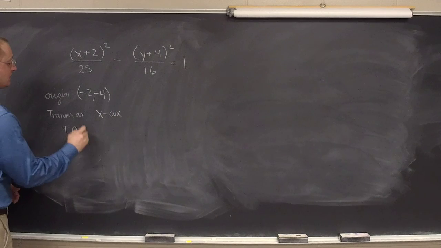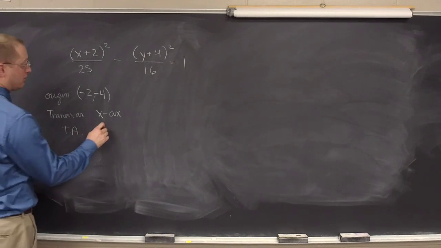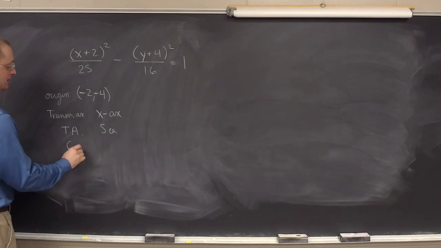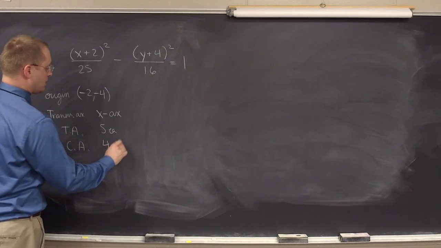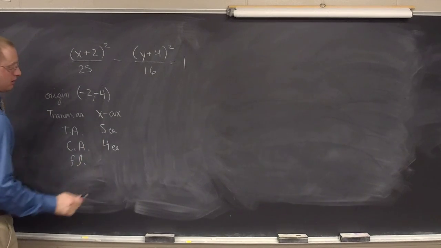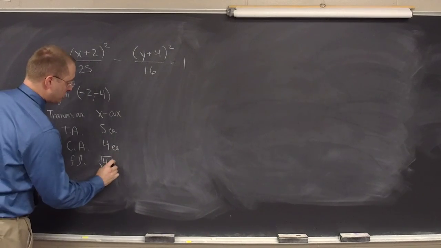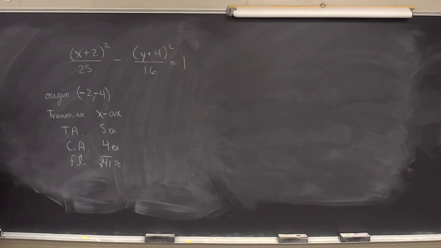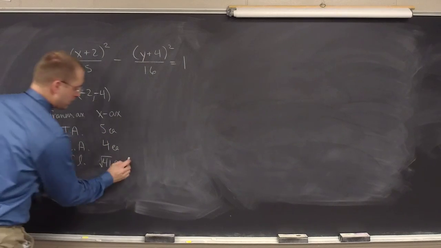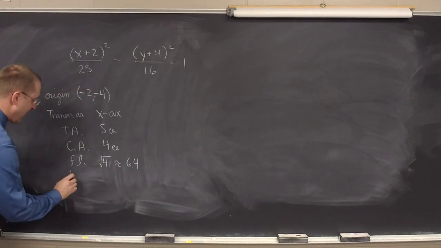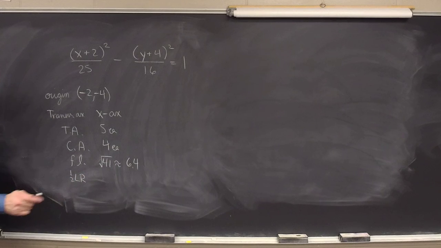The transverse axis is going to be how long? 5 each. And the conjugate axis? 4 each. And the focal length? Square root of 41, which is approximately 6.5? 6.4. 6.4. And then the half latus rectum, a little bit longer this time.